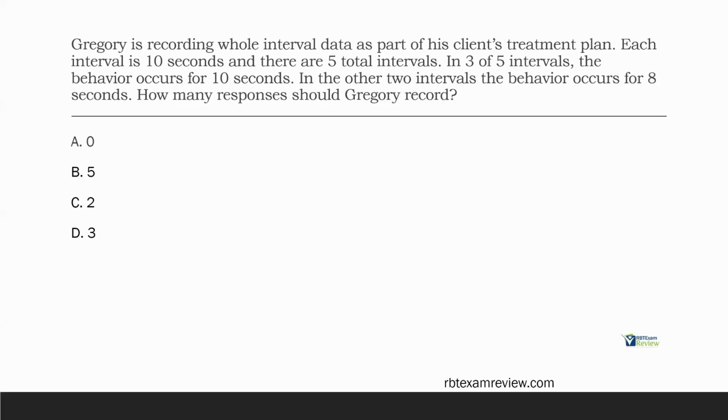The question says in 3 of the 5 intervals, the behavior occurs for 10 seconds, which is the whole interval, and in the other 2, only 8 seconds. So how many responses should Gregory record? Well, we obviously want 3. If in 3 of the 5 intervals the behavior occurred the whole time, that's going to be 3 responses. And in the other 2, it didn't occur the whole time, and that's whole interval data.